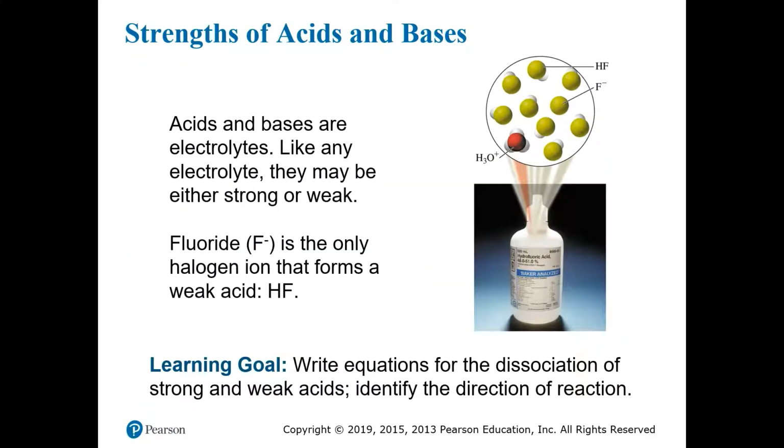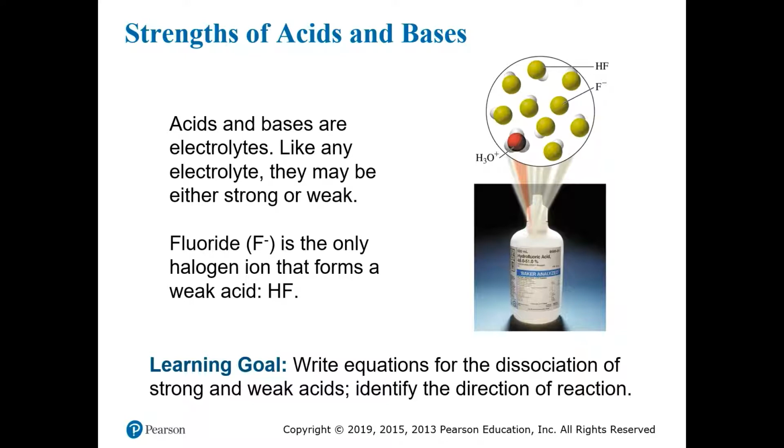We saw at the beginning of this chapter that acids and bases are really special kinds of electrolytes, substances that dissociate into ions when you dissolve them into water solutions. From the chapter on solutions, you may remember that electrolytes can be either strong or weak depending on how much they dissociate. Fluoride, for example, is the only halogen ion that forms a weak acid with hydrogen. HF is hydrofluoric acid. The other halogens, chlorine, bromine, and iodine, all form strong acids.